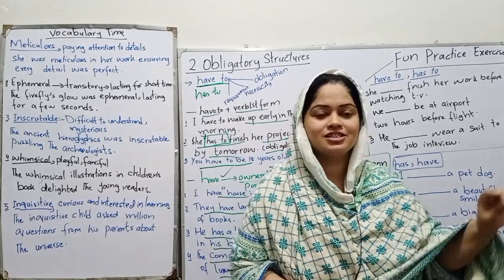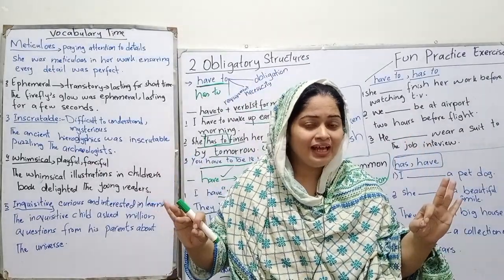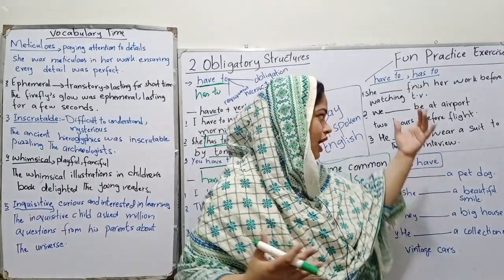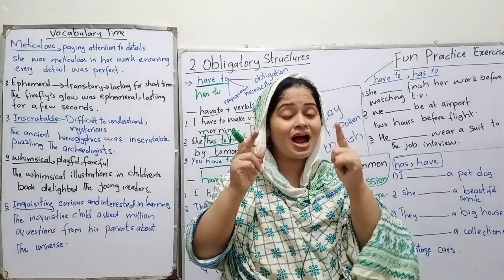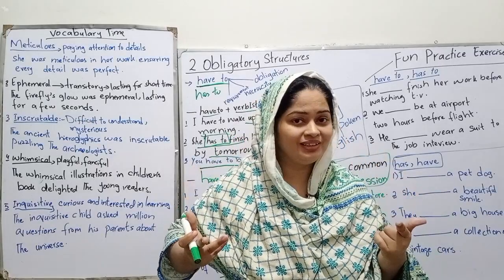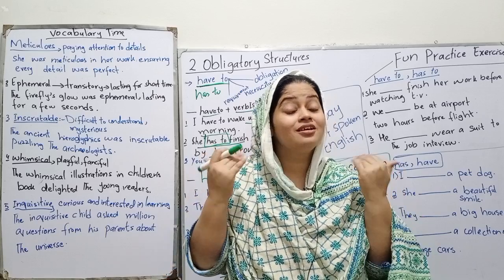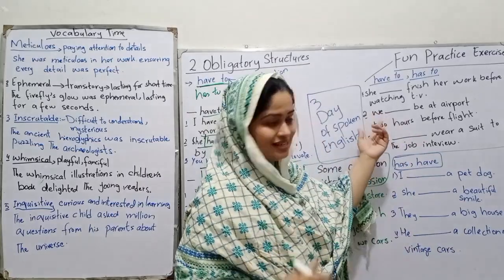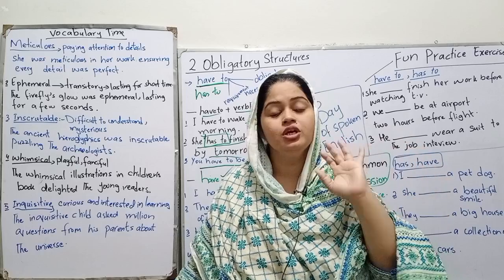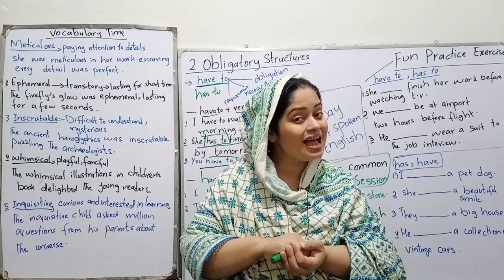Now moving towards the fun practice exercise. This is a session and I will allot you the time to think and then to answer this worksheet. And you have to let me know in the comment section how much score you have got in this practice session, in this fun practice exercise. For example, the first session is about has to and have to. You have to decide whether it comes have to or has to.